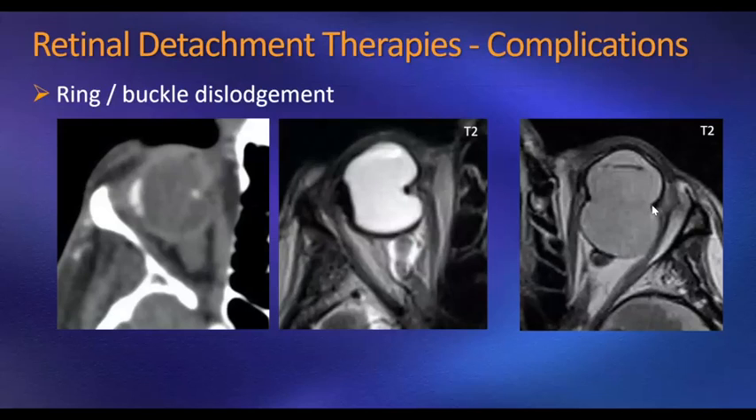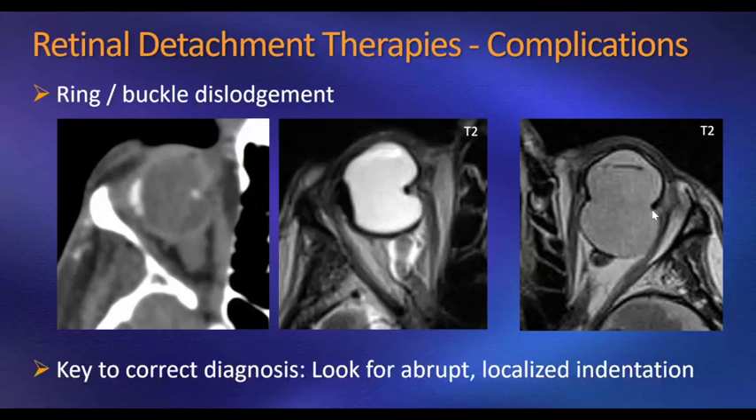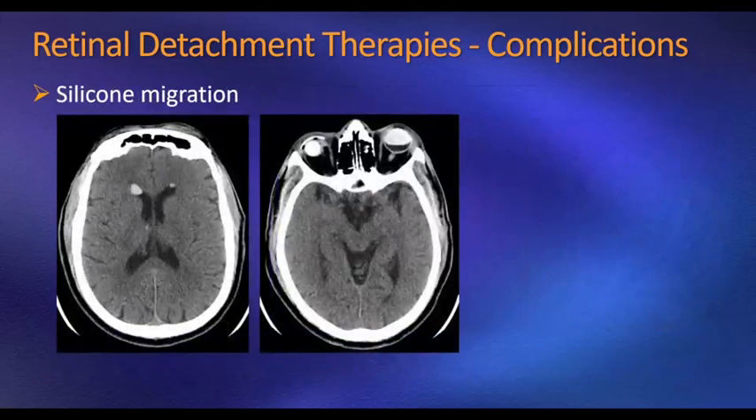Sometimes you will see quite circumferential wasting of the globe. This is often intentional, as some patients may require a close approximation of the sclera to the retina. So again, the key point is to look for abrupt and localized indentation, not circumferential indentation, to make the diagnosis of band dislodgement and or scleral invasion.